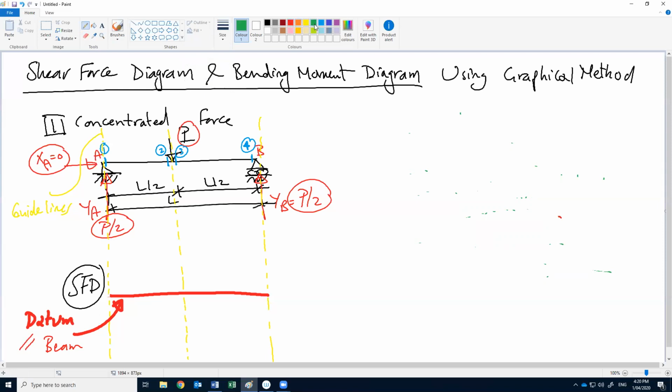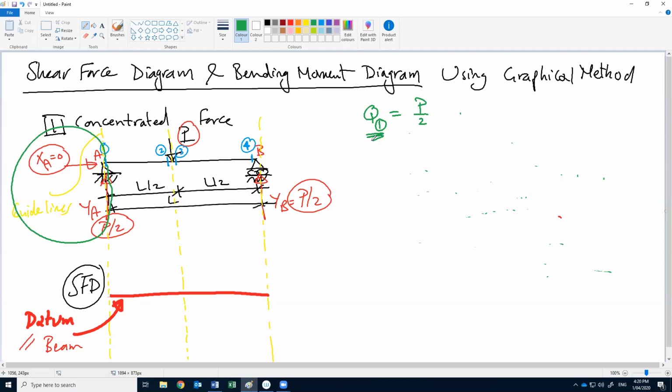Where is section 1? This section 1. If we have this cut, what is the force causing shear force at section 1? Like we said last week, shear means the vertical force. So the shear at 1 is caused by the reaction, which is B divided by 2. So the shear value at 1 will be B divided by 2. Okay, but where to put it?